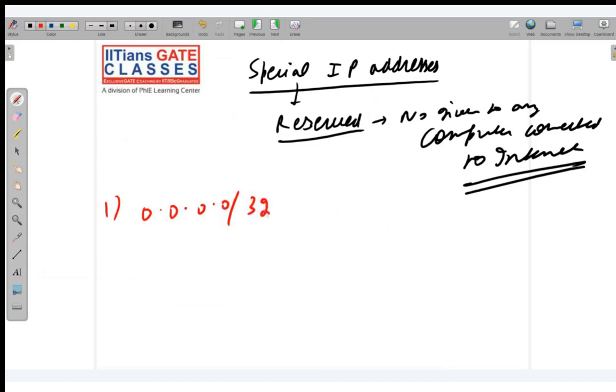The very first IP address is 0.0.0.0/32. So how many IP addresses are there in the block? You will say 2 power 32 minus 32, that is 2 power 0, that is nothing but 1. So only one IP address. It is not a collection of IP addresses. Okay, so why is this address used?